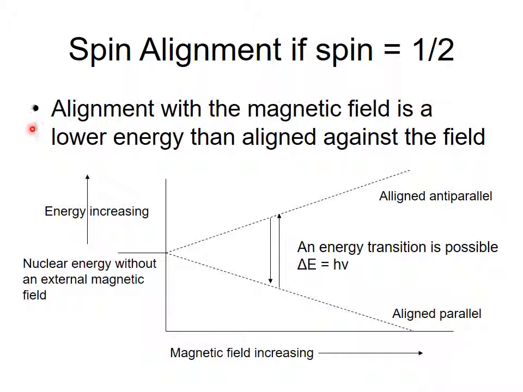So if I look at this, as I increase the magnetic field, the difference between these two states of either being aligned with or aligned against the magnetic field increases. The energy of this transition is about the same as the energy of radio waves. And so we can apply a magnetic field to hydrogens and then with radio frequency make them go from low energy state up to high energy state.